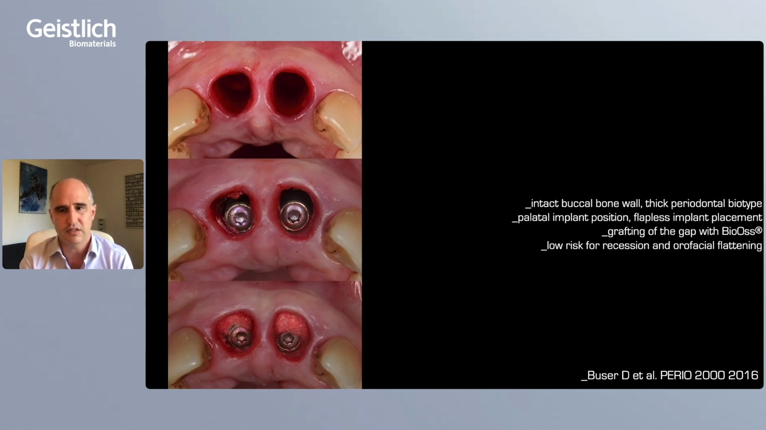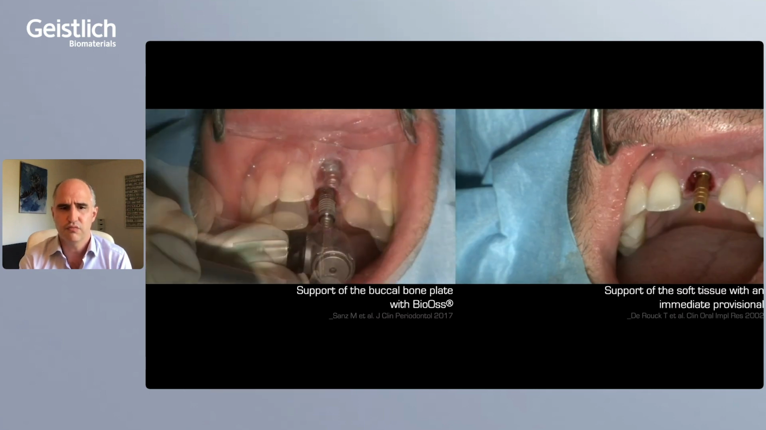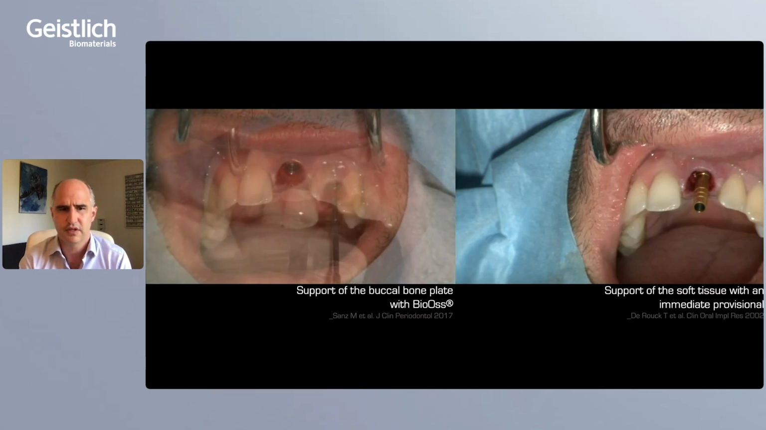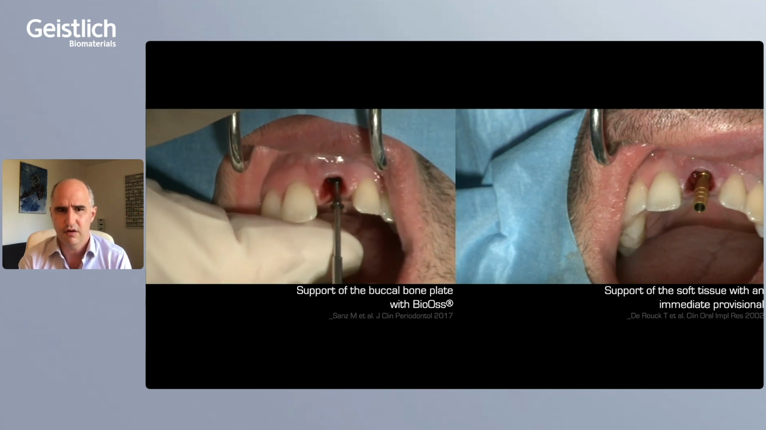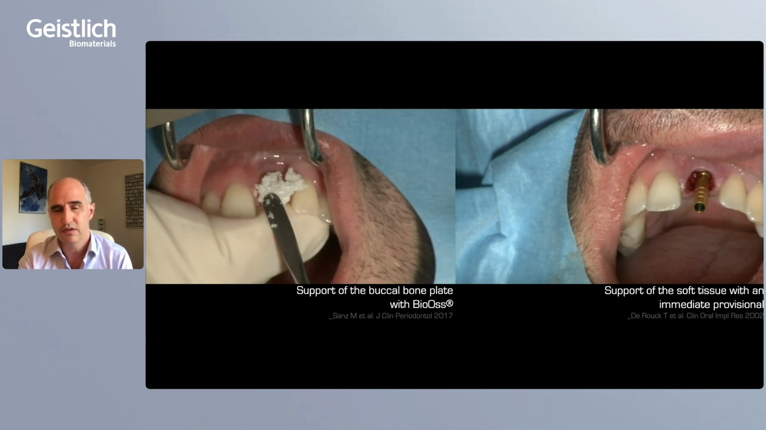And what we know is that grafting the gap with Bio-Oss seems to support the soft tissue, and a provisional at the same time as the implant placement seems to support the soft tissues also. So if you combine these 2 approaches, you have an adequate amount of soft tissue height in this clinical situation. So for me, the 2 most important aspects: the first is the support of the buccal bone plate. Remember, no bone, no soft tissue.